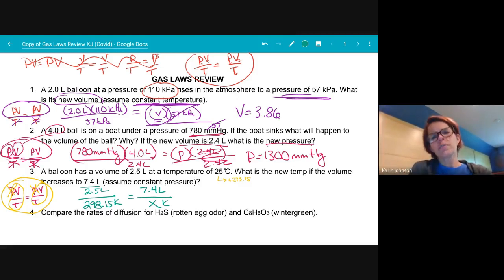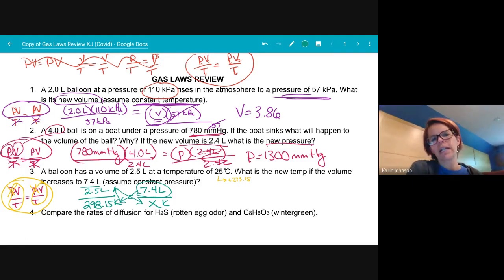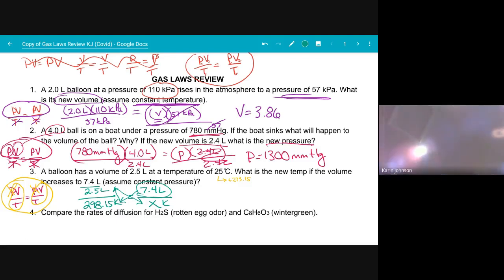So if you cross multiply, just to remind you, you take the one that has the missing variable, so 7.4, you multiply it by 298.15, you divide it by 2.5, and that gives you the answer. So you multiply, then you divide, and whatever you get, that's the answer. However, if you prefer setting it up without that little trick of cross multiplication, then let's do that here really quickly just to make sure you know how to set it up.